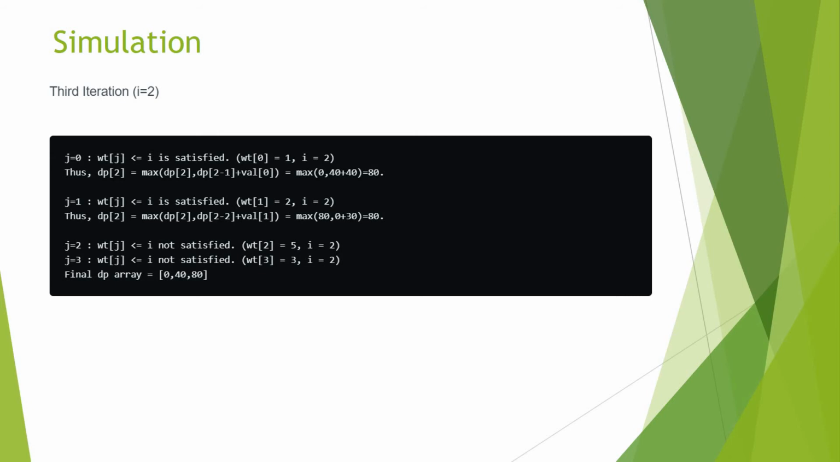When j equals 2, the weight of the third element is not less than or equal to 2, right? So 5 is not less than or equal to 2, so the condition is not satisfied. For j equals 3, also the condition is not satisfied. So the final DP array will be 0, 40, 80. Now the maximum profit that we can produce from this knapsack is $80.